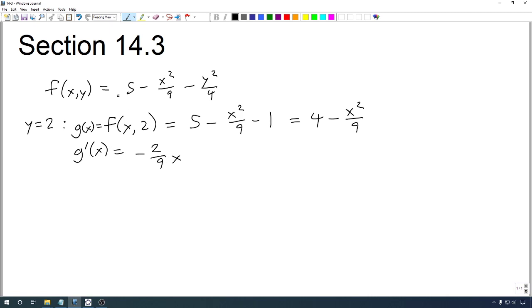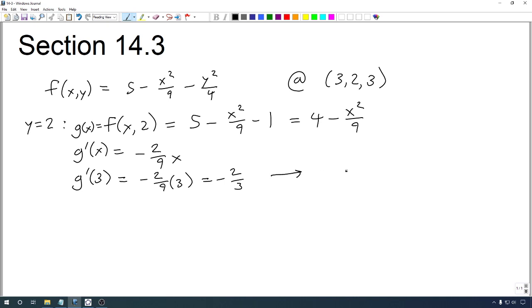If we go ahead and use the value, so we're talking at the point (3, 2, 3), our x value here was 3. We can go ahead and plug that into our derivative. So negative 2/9 times 3, which is negative 2/3. And that's going to give us a tangent line using this derivative.